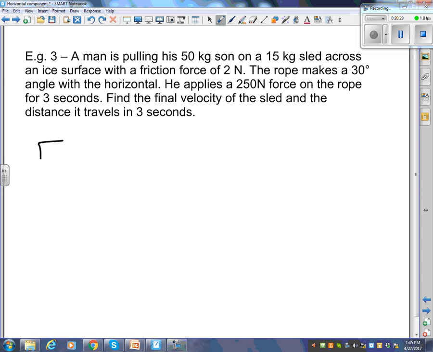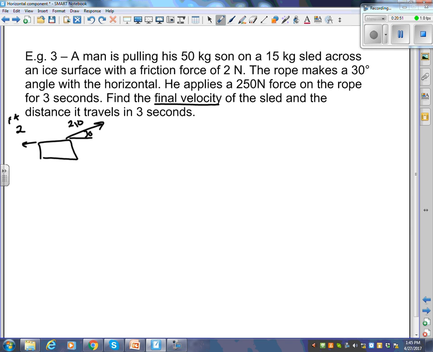That kid could stand before the dad. 250 newtons, it's one big kid. 30 degrees. We don't know what age it is. No, we don't. Friction is only 2. Oh, that's not very happy. No, it's ice, right? We need to find the final velocity of the sled and the distance traveled.